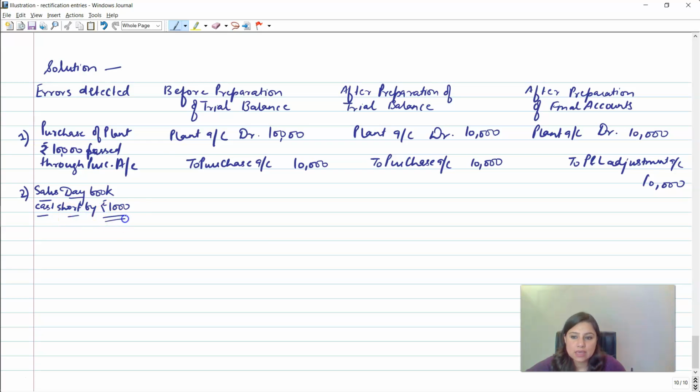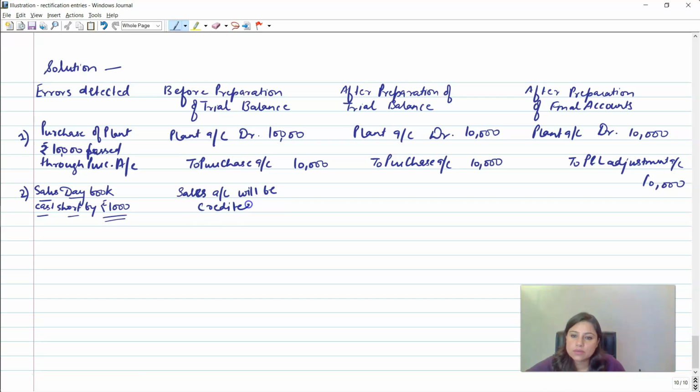Okay, so the second error that was detected is that the sales day book has been cast short by rupees 1,000. So now, before preparation of the trial balance, we would directly be crediting the sales account. We won't be making any changes in the day book. When we have realized that it has been cast short by rupees 1,000, we will simply credit the sales account.